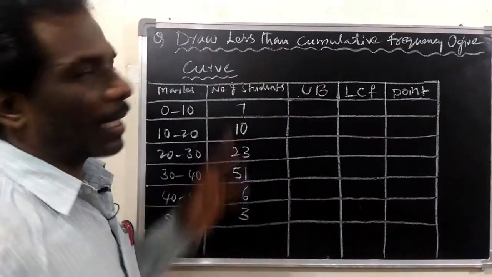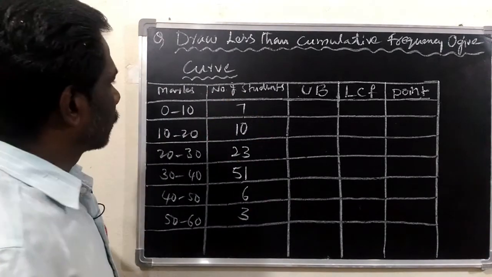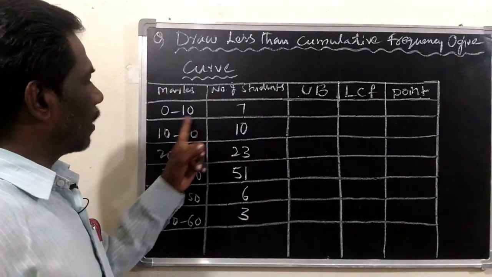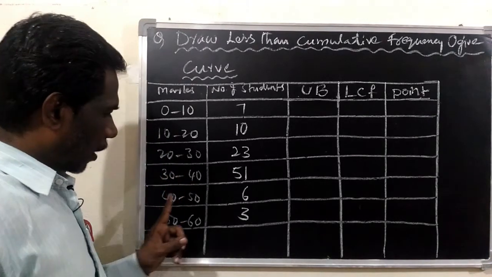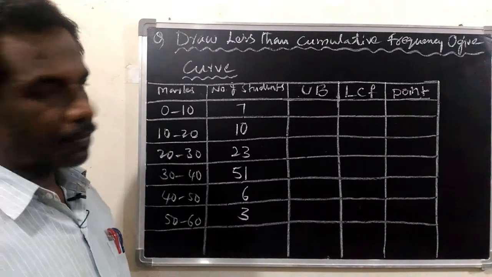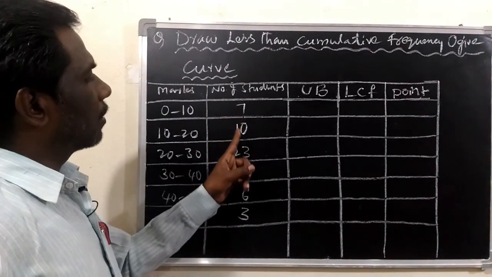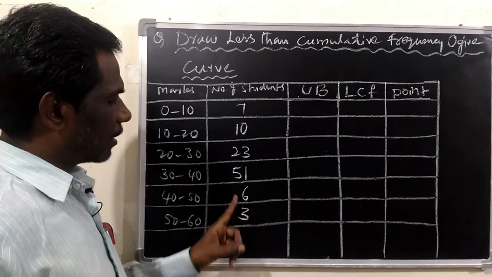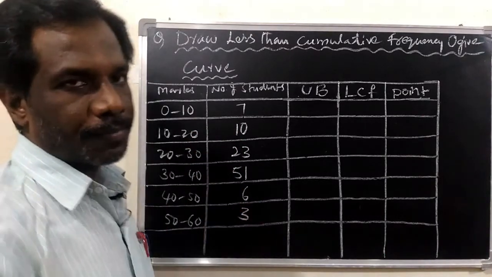Based on this, I have taken one problem about marks and number of students. The marks are 0 to 10, 10 to 20, 20 to 30, 30 to 40, 40 to 50, 50 to 60. And the number of students are 7, 10, 23, 51, 6 and 3. These two columns are given in our question.